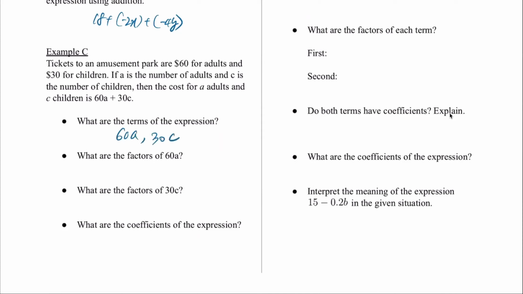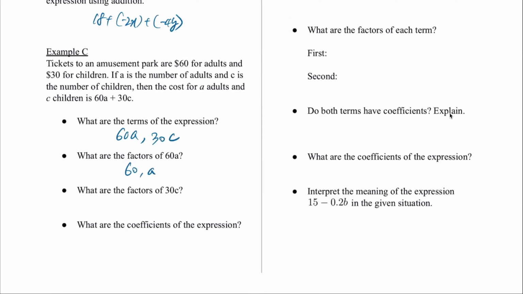So what are the factors of 60A? It's a 60 and A. Factors are things that multiply together. And I know some of you might have been tempted to say, isn't that 2 times 3 times... Yes, that would be called prime factorization, right? This book just wants you to know what major things you have to multiply to get 60A. That'll be coefficient 60 and the variable A.